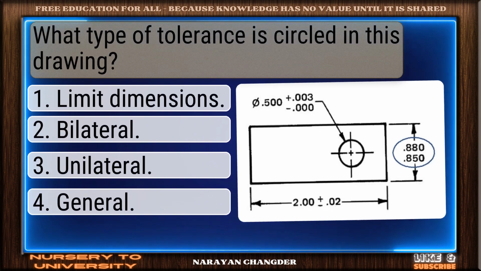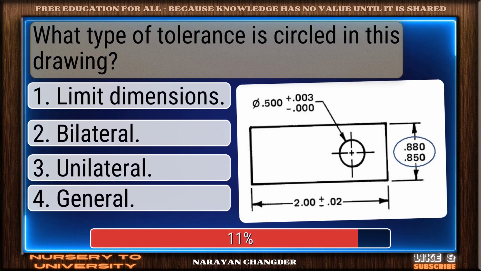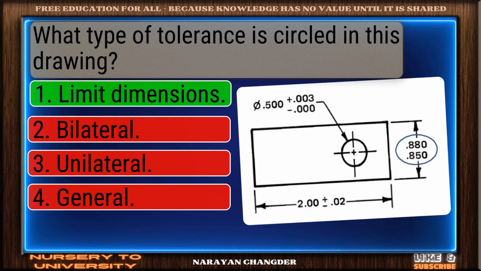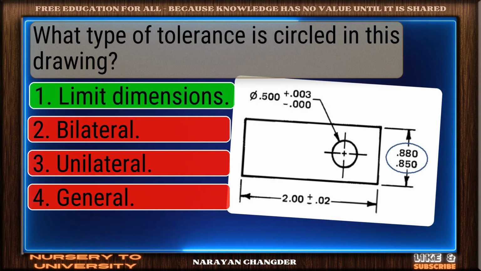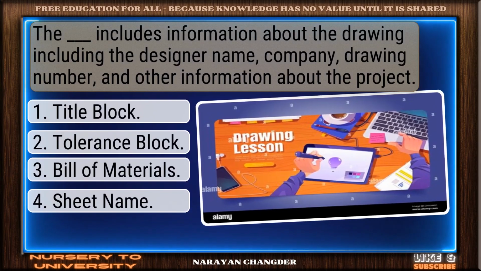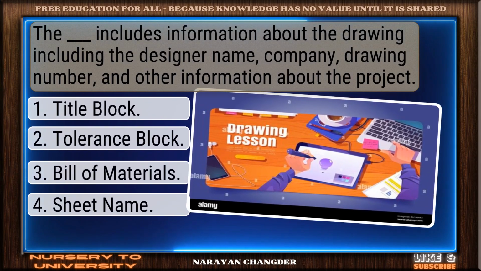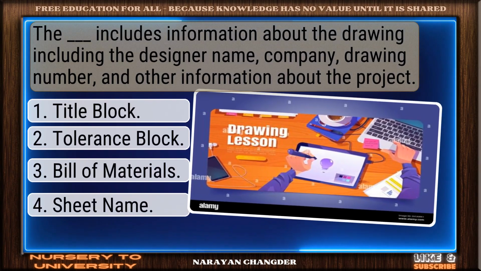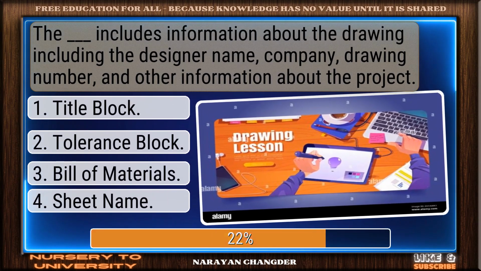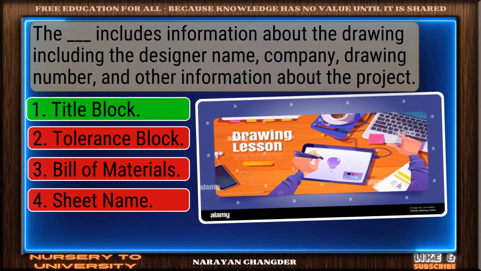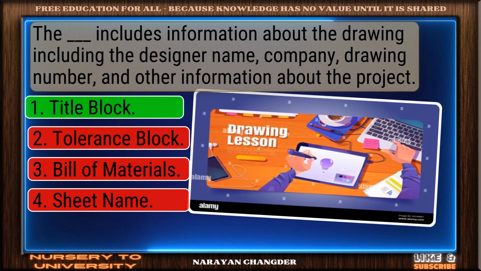What type of tolerance is circled in this drawing? You're right. Limit dimensions is the correct answer. The dash includes information about the drawing, including the designer name, company, drawing number, and other information about the project. On track. Title block is the correct answer.